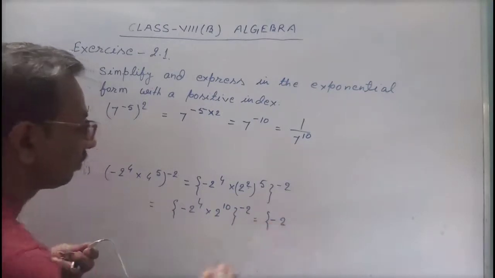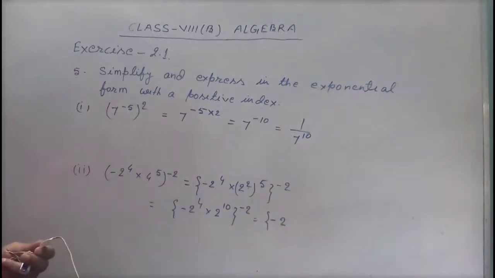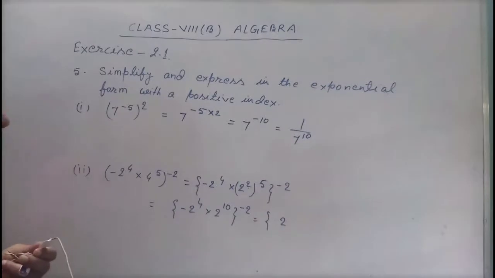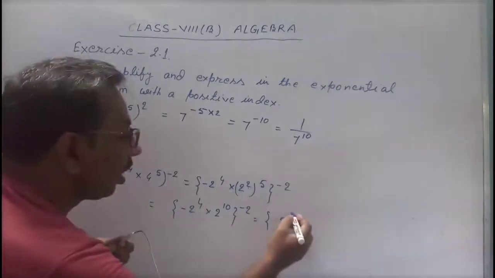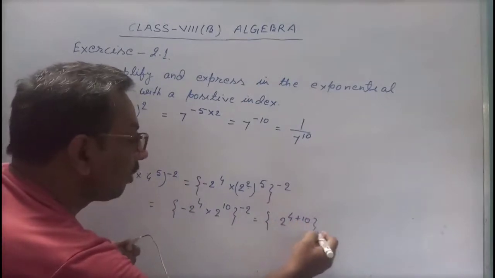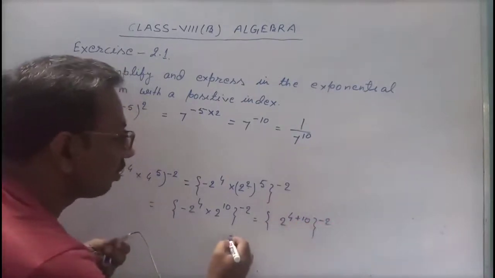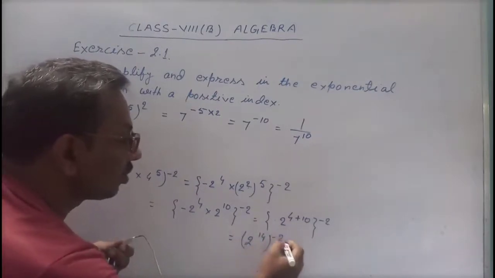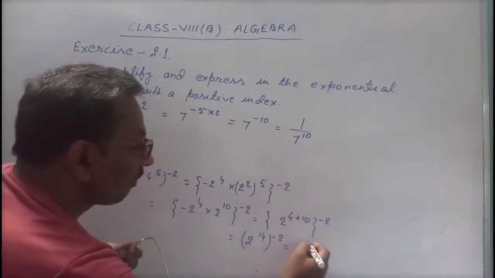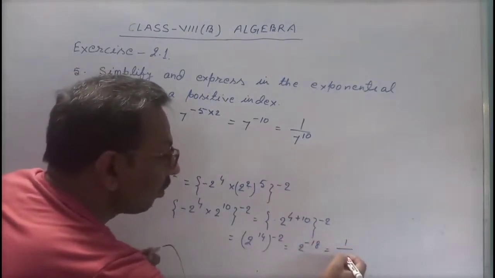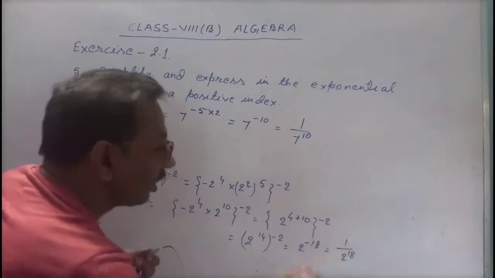Minus 2 to the power 4 means minus 2 is multiplied 4 times, so this will be plus 2 to the power 4, and this 10 will be added, and whole power minus 2. In this way we get 2 to the power 14 whole power minus 2. It became 2 to the power minus 28. If you write in the positive index, it will be 1 by 2 to the power 28.